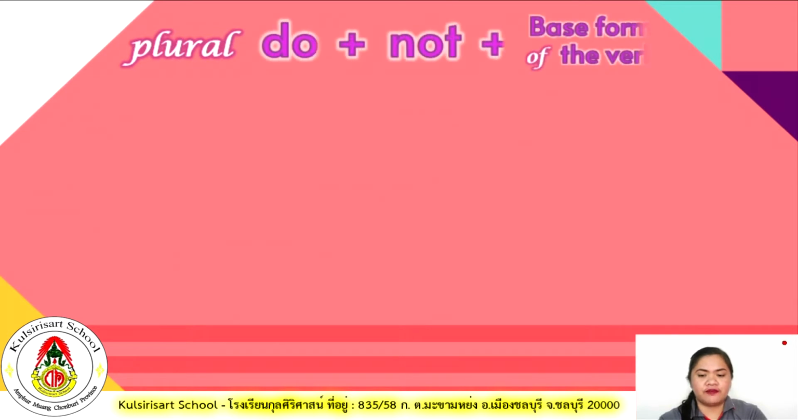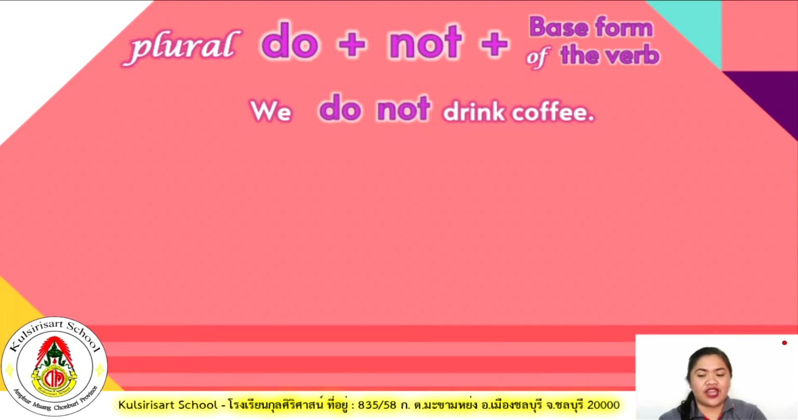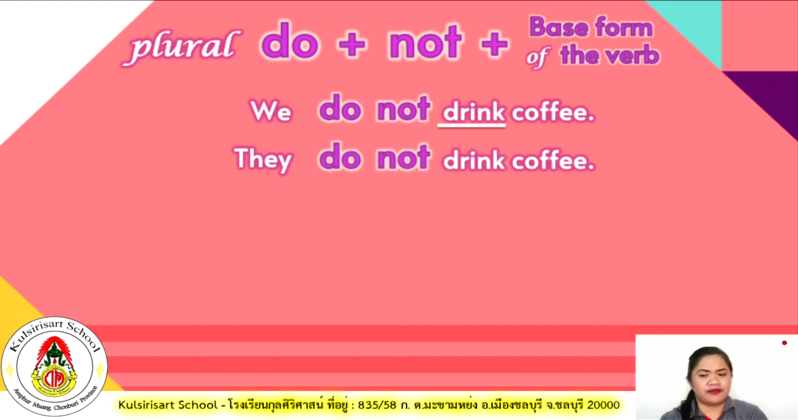So we have here plural. Class, what are the pronouns that we consider plural? We have the we. Okay, we do not drink coffee. Plural, we, which means the speaker and other more subjects. Next, the word they, meaning the speaker is talking about other persons, which can be two or more. That's why we say they do not drink coffee.